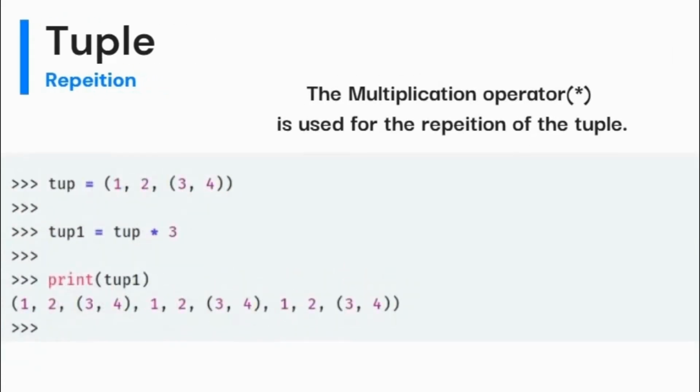The next one is tuple multiplication or repetition. The multiplication operator is used for the repetition of a tuple. For example, a tuple contains a set of elements and tuple 1 is equal to tuple times 3, and when you print tuple 1, you can see the elements repeated 3 times.